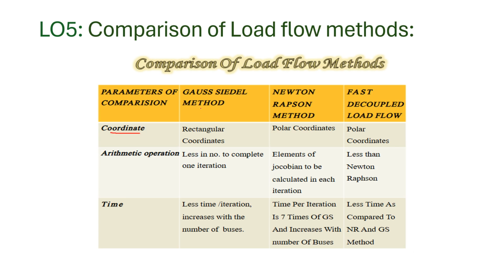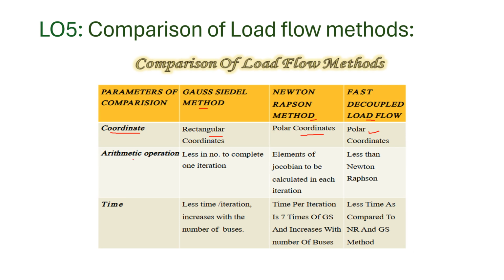The Gauss-Seidel method is normally done in rectangular coordinates, as we know that complex numbers are in rectangular or polar coordinates. The Newton-Raphson method is done in polar coordinates, so it facilitates easiness in the computation. Then the decoupled method is preferred to be performed in polar coordinates.